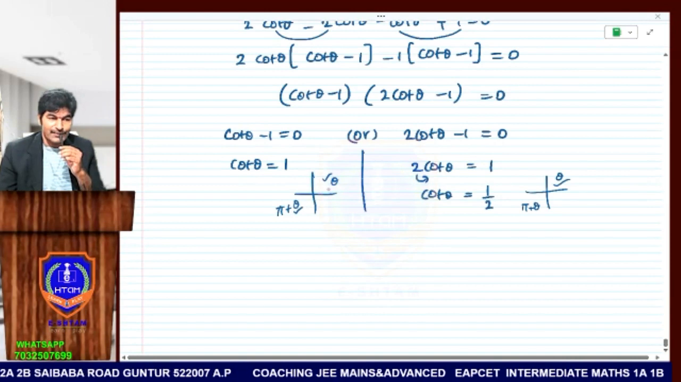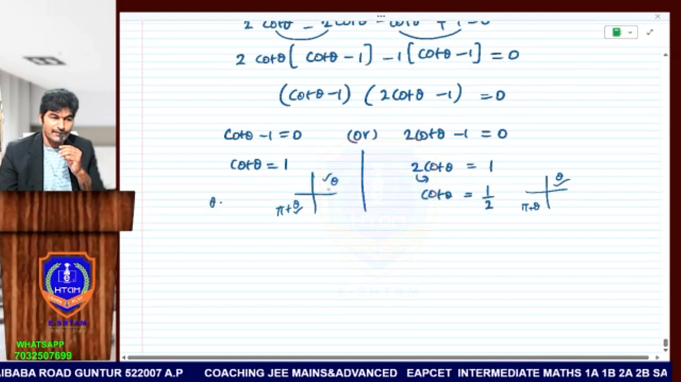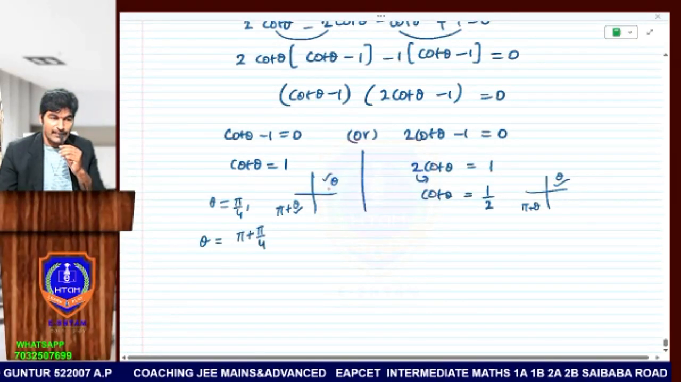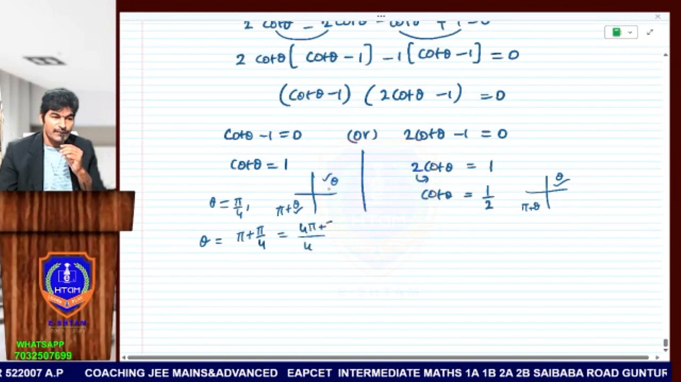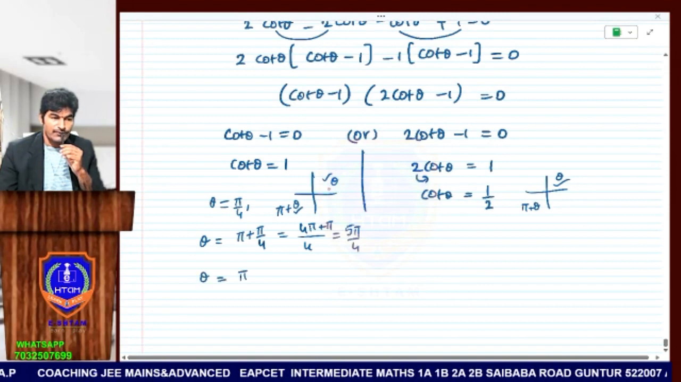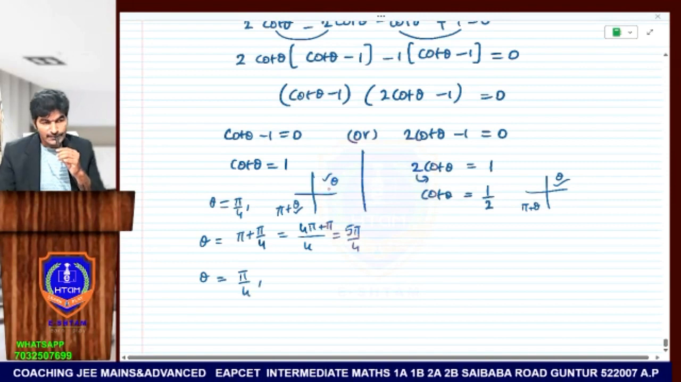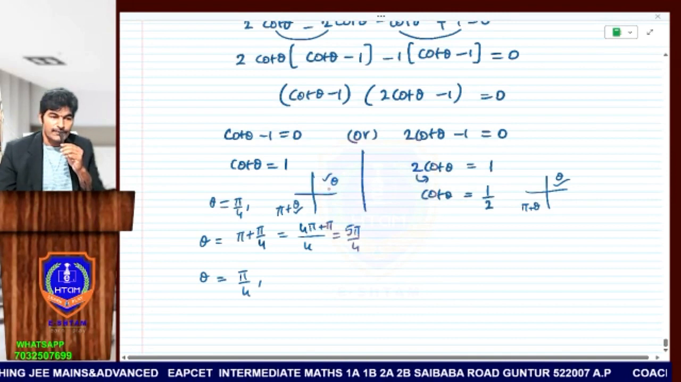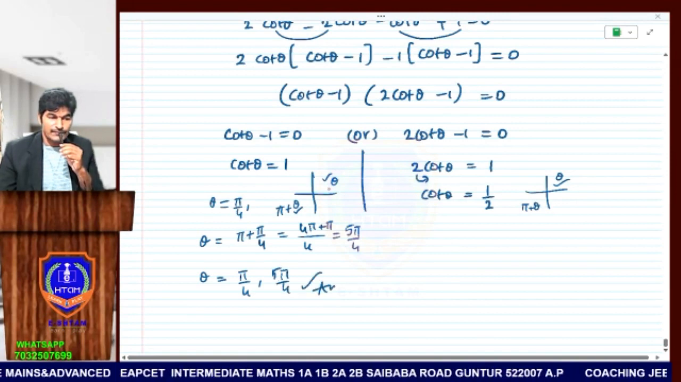And directly we know that when cot theta is equal to 1, the angle is 45 degrees, theta equal to pi by 4, and one more angle exists in the third quadrant, which is pi plus pi by 4. And we will calculate this value, pi plus pi by 4, by taking a simple LCM: 4 pi plus pi, which is 5 pi divided by 4. Therefore, in this case, we have two different angles. Because the range mentioned is 0 to 2 pi, you have to say the answer in terms of pi. So pi by 4, 5 pi by 4 is the answer for the first case.